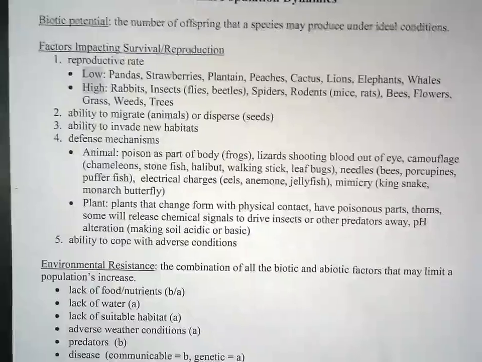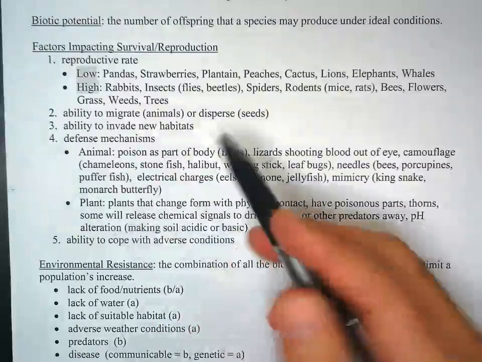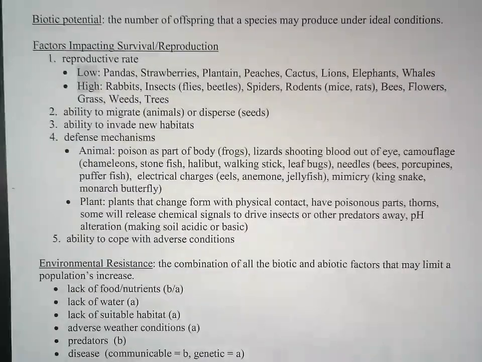Okay. Things with high reproductive rates: rabbits, insects. We know that insects reproduce like crazy. Spiders, rodents, mice, and rats. I looked up some statistics on mice. It says that mice have a gestation period, a reproductive cycle period, of 19 to 21 days. A female mouse gets pregnant about 5 to 10 times each year and can give birth to a litter of 3 to 14 pups. On average, the litter sizes range from 6 to 8. So on average, you are looking at least 32 to 56 pups each year from one female mouse.